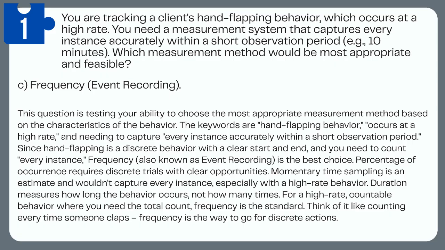Percentage of occurrence requires discrete trials with clear opportunities. Momentary time sampling is an estimate and wouldn't capture every instance, especially with a high-rate behavior. Duration measures how long the behavior occurs, not how many times. For a high-rate countable behavior where you need the total count, frequency is the standard. Think of it like counting every time someone claps. Frequency is the way to go for discrete actions.